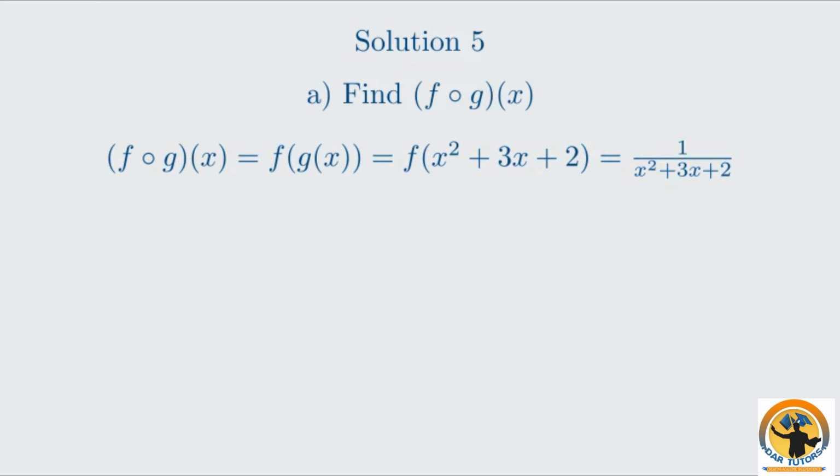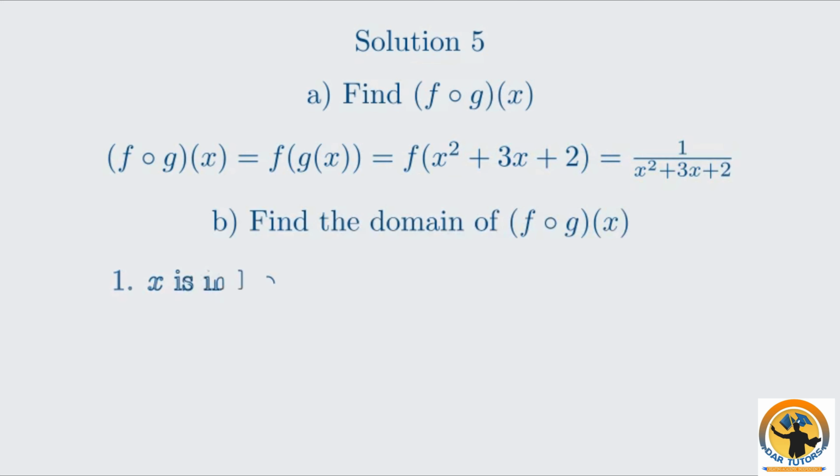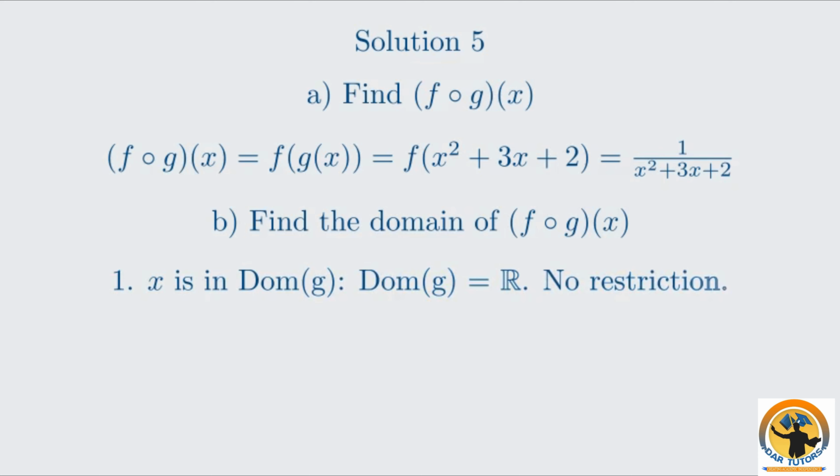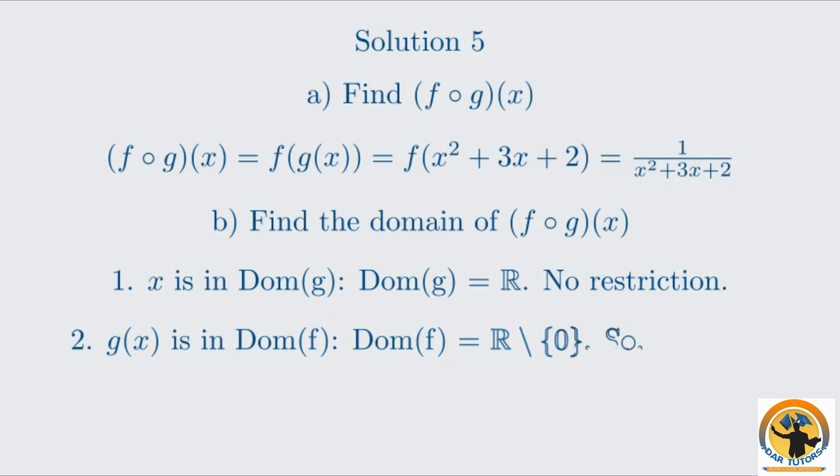Now for the crucial part B, the domain of this composite function. Remember the two rules. First, x must be in the domain of g. Since g is a polynomial, its domain is all real numbers. This doesn't restrict our x values. The second rule is that the output of g, which is g of x, must be in the domain of f. The domain of f is all real numbers except 0. So we need to ensure that g of x is not equal to 0.